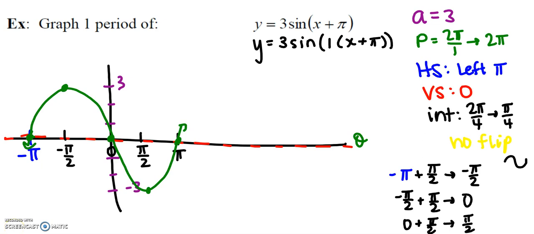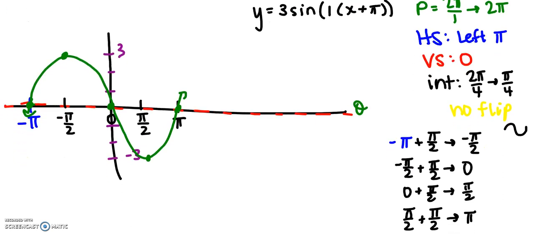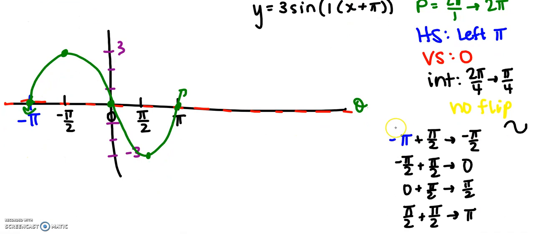So this one we threw in the horizontal shift to the left pi. So I've got my starting value here. And then I showed the work down here for how I counted my intervals. So I started at negative pi, and then I had to add, that should say pi over 2. My apologies. I added pi over 2, which got me to negative pi over 2. So then I'm at negative pi over 2. I need to add another pi over 2. So now I'm at 0.